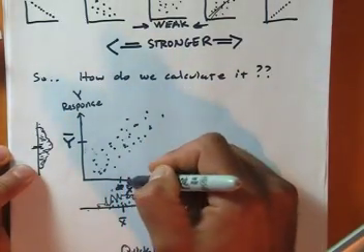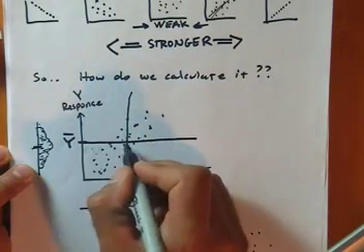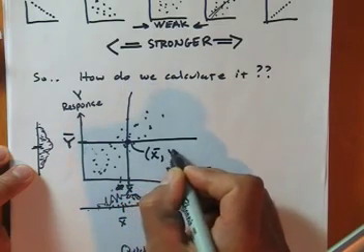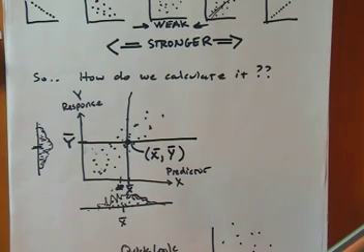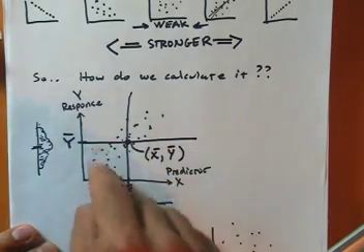If I go straight up from x bar and straight over from y bar, I get a very important coordinate, which is the coordinate, you'll never guess it. Wait, yep, I said it. X bar, y bar. It's right in the middle of the whole scatter. And what this does is it splits all the data values up into 4 quadrants. Remember, 1, 2, 3, 4.